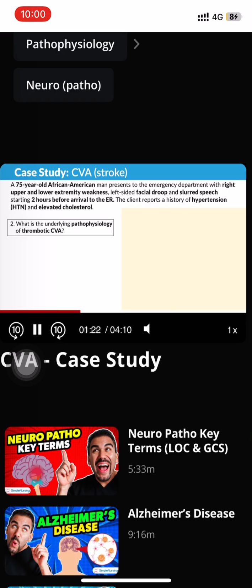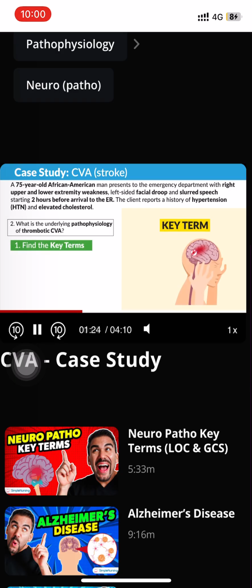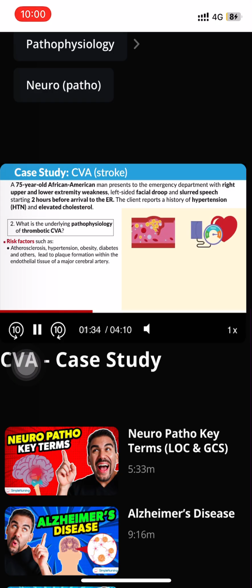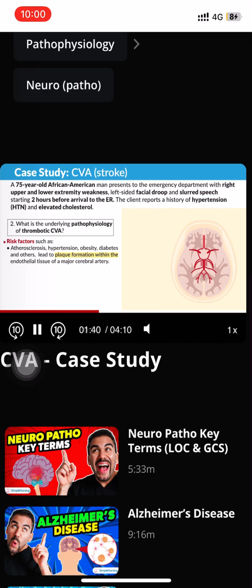Okay, let's break it down. Remember, the key terms are thrombotic CVA. This means a stroke caused by a thrombus, or basically a blood clot in the brain. So risk factors such as atherosclerosis, hypertension, obesity, diabetes, and others lead to key terms here: plaque formation within the endothelial tissue of the major cerebral artery.